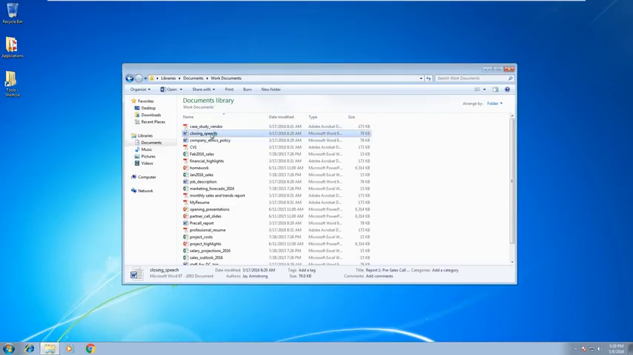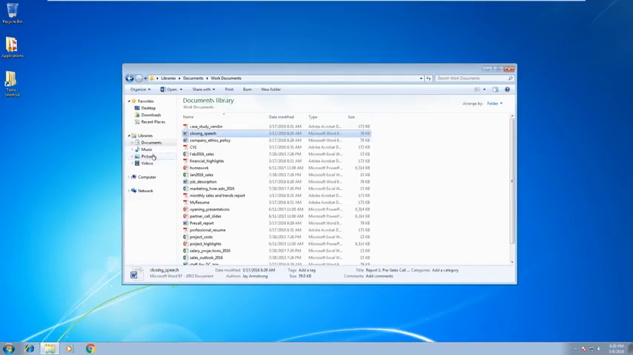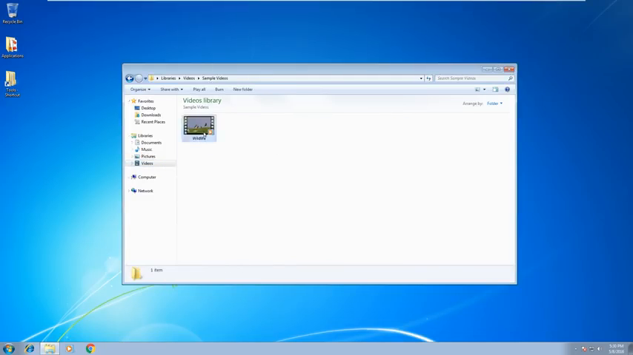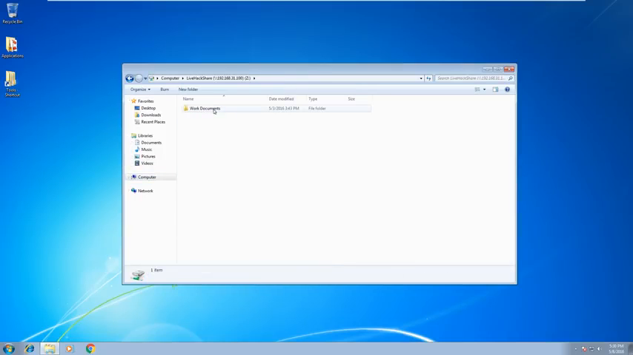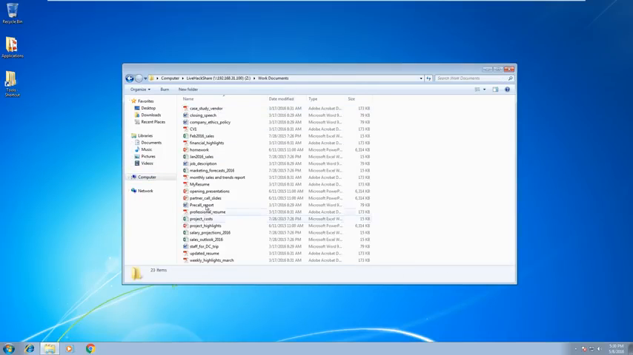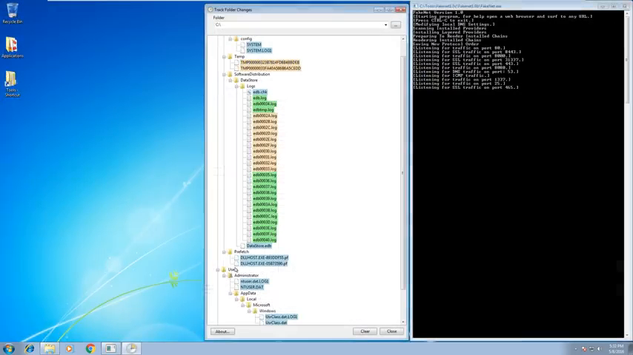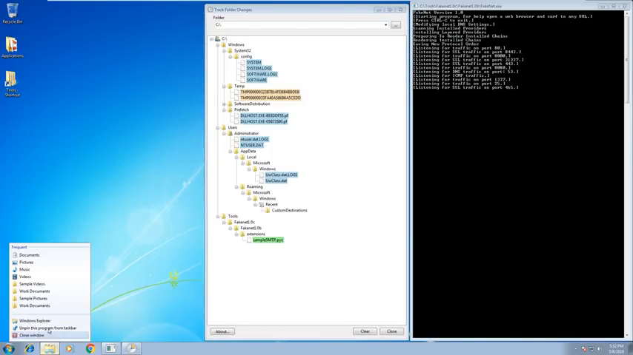We are going to start by inspecting some of the files on the workstation. We can see that all the documents, pictures, and videos are not encrypted and can easily be read. There's also a file share attached to the workstation hosting similar documents, and these can also be read. Now that we have inspected the files, let's go ahead and execute the ransomware.